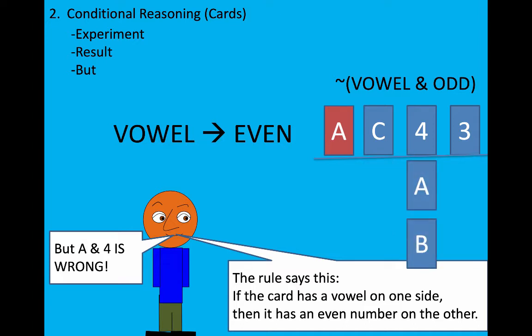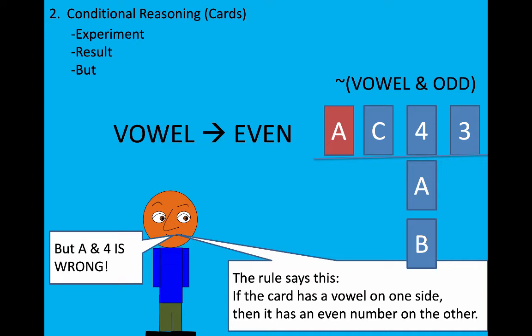What about card 4? Well, this is one of the things people often pick. Do you really need to check it? Well, what you need to do is ask yourself, is it possible to have a pairing of vowel with odd? So let's suppose there's a vowel on the other side, that there's an A. Is that a pairing of vowel with odd? No, because 4 is even, so 4 and A is not a pairing of vowel with odd.